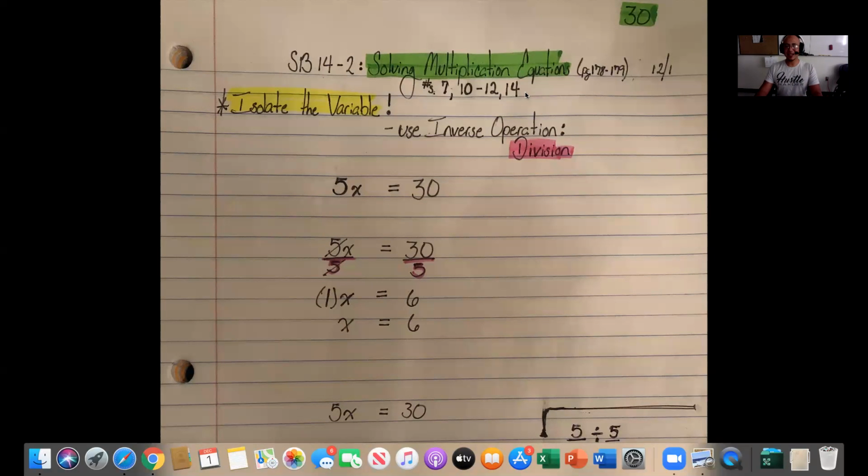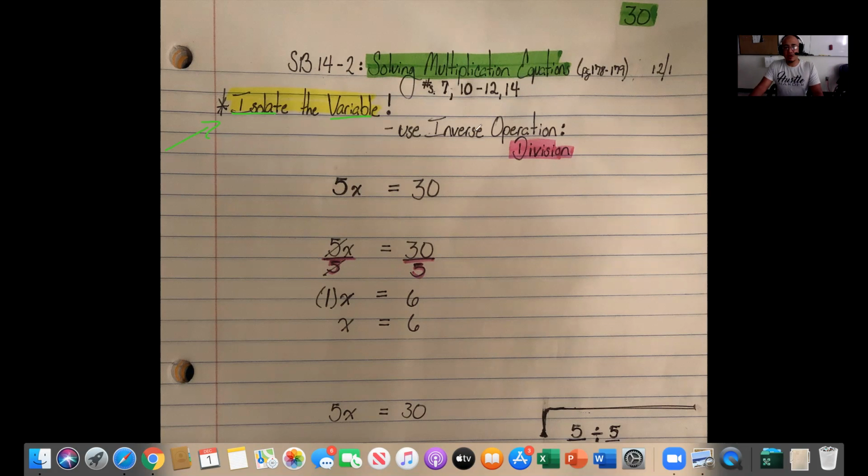We've been talking about it quite a bit. Anytime we're working with equations, our goal is always the same, and that is to isolate the variable. We want to get to the point where the variable is by itself. There's nothing around it. We want that x or that a or that b, whatever the variable is, to be by itself on that side of the equation, whether it be the right side or the left side.